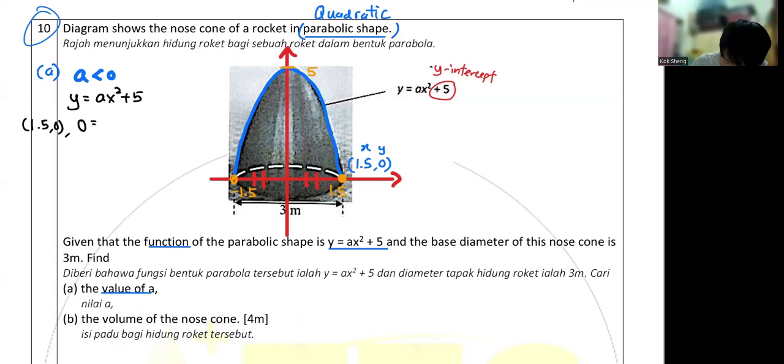$1.50. You can even choose the negative 1.5, same answer. Okay, so continue. Expand the bracket. 1.5 squared is 9/4.